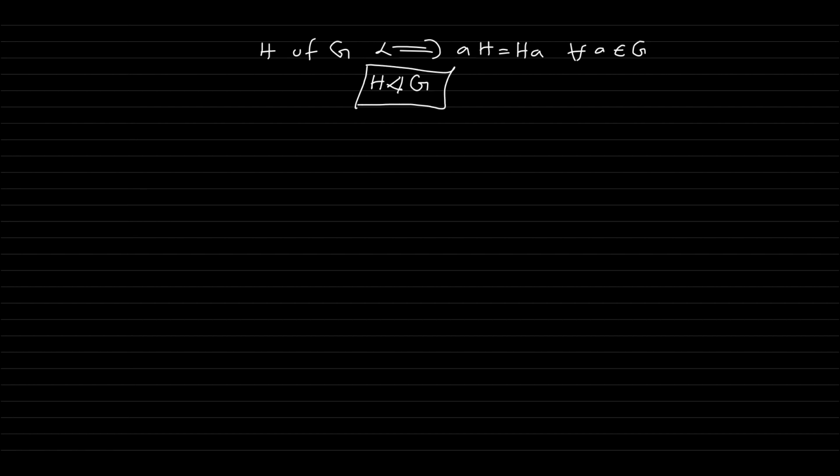So what is a normal subgroup? A subgroup H of G is called a normal subgroup of G if and only if aH is equal to Ha for all a in G, and we denote it by this notation, which means H is a normal subgroup of G.